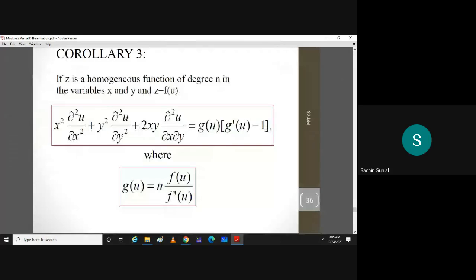x square del 2 u by del x2 plus 2xy del 2 u by del x del y plus y square del 2 u by del y2 is equal to g of u into g dash u minus 1. It is there on screen, where g of u is equal to n into f of u upon f dash u.